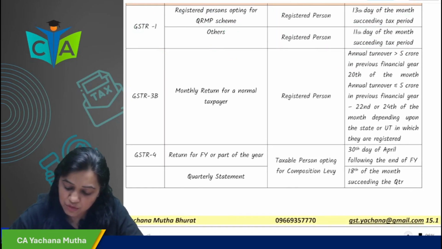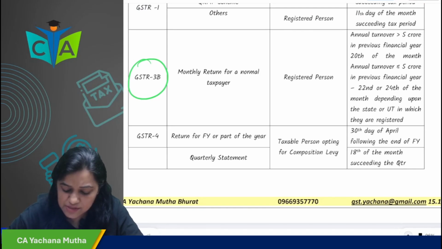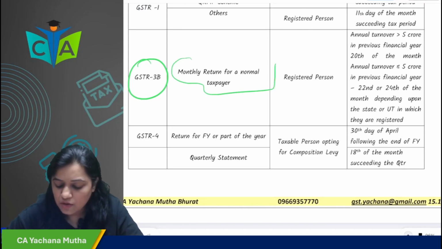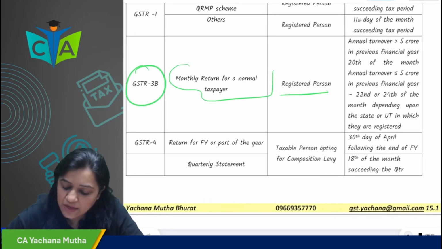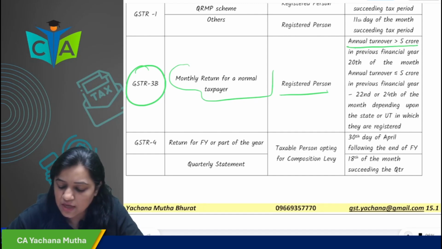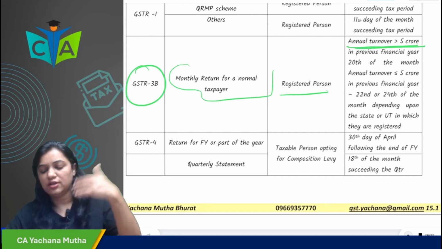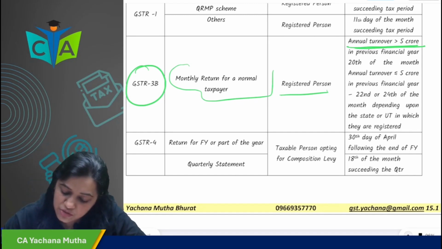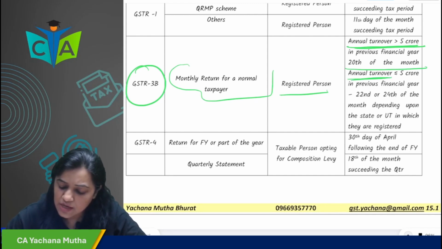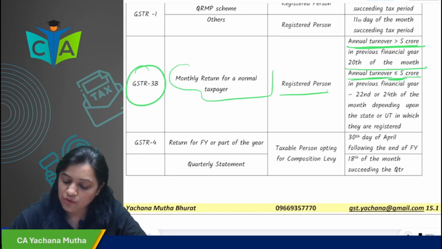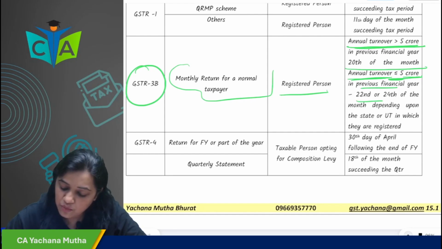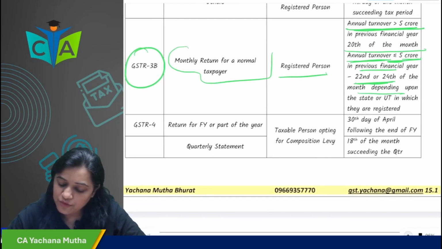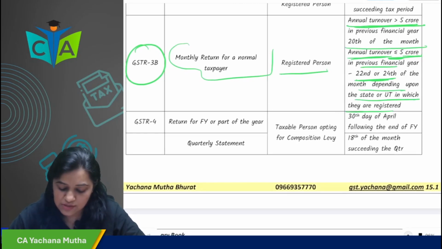Now GSTR3B, you remember, is a monthly return for a normal taxpayer, a registered person. If your annual turnover is greater than 5 crore in the previous financial year, then your due date is the 20th of the month. But if your annual turnover is less than or equal to 5 crore in the last year, then it is the 22nd or 24th of the month, depending upon the state in which you are registered.